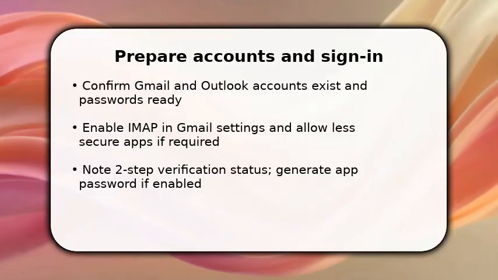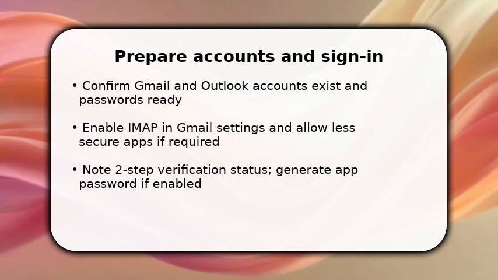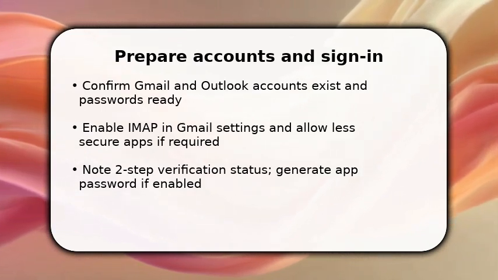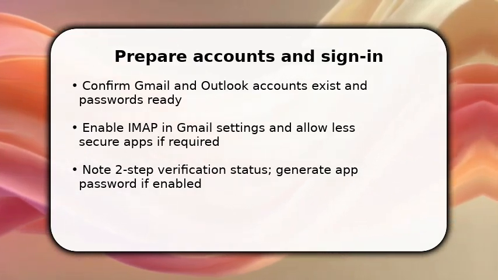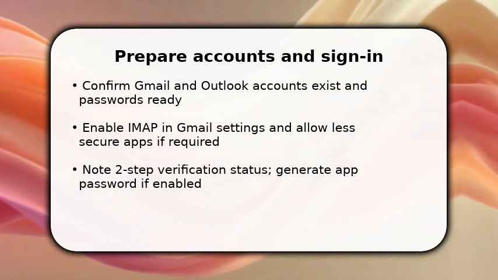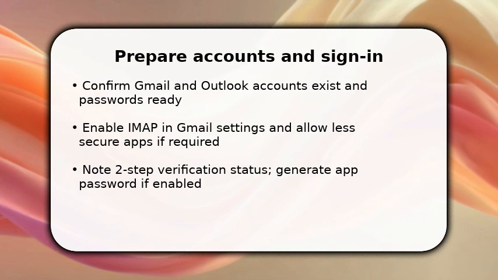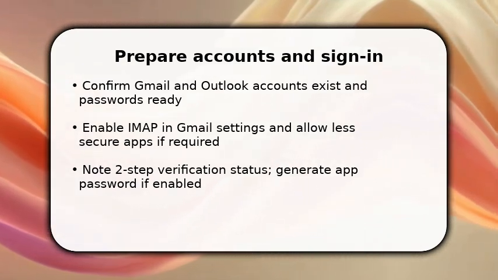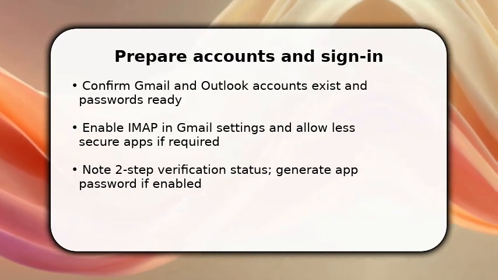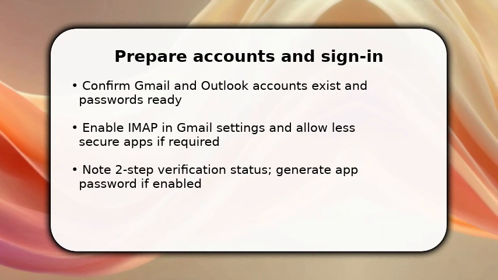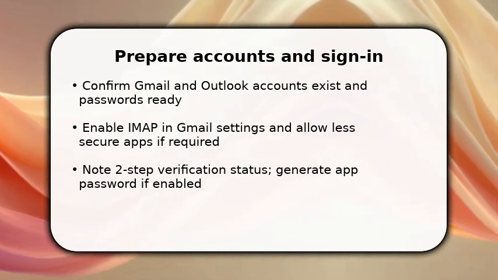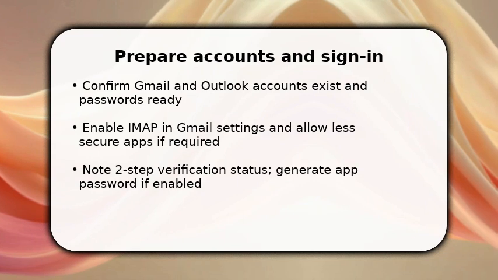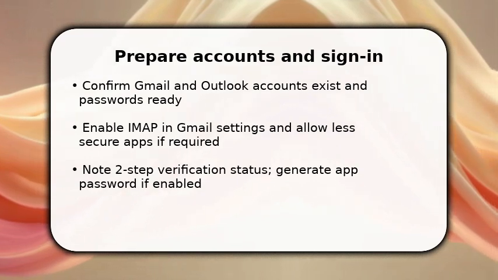You'll start by preparing both accounts and signing in. You need your Gmail and Outlook credentials, and you must enable IMAP in Gmail so Outlook can sync. If you use two-step verification, generate an app password and keep it handy. This avoids repeated prompts. Once done, open Outlook and choose Add Account, enter your Gmail address, and use the app password if prompted. This gets you into the transfer flow quickly without detours.